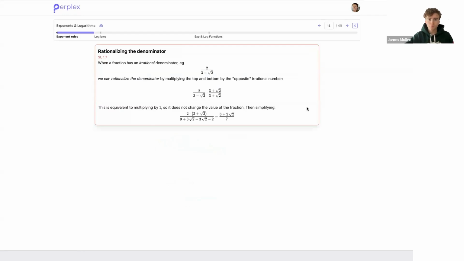Let's continue. Now, another important skill related to these exponents and surds is rationalizing the denominator. So if I have a fraction that has an irrational denominator, which is something of the form 2 over 3 minus root 2, for example, we can rationalize the denominator by multiplying the top and bottom by the opposite irrational number, in this case 3 plus root 2.